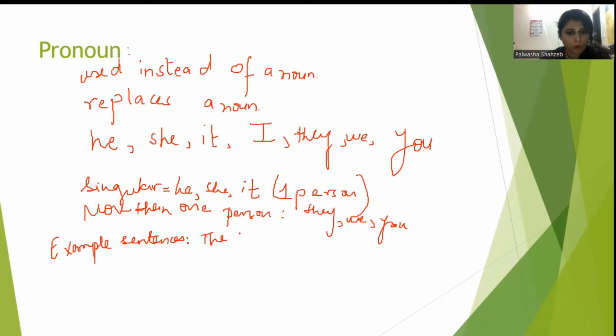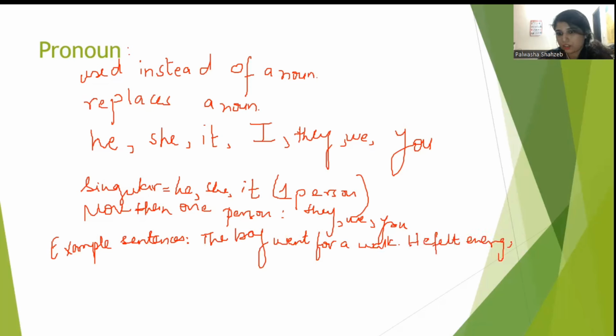Another example is the boy. The boy went for a walk. Full stop. He felt energetic after it. Okay, getting my point? So I used a pronoun here, he, in the second sentence by replacing the noun. And by replacing the noun, I use the pronoun, it's just he. And this is how we have to do it.